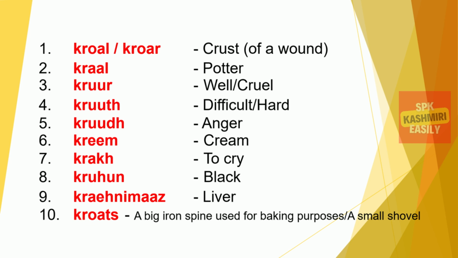Kreehnimaaz, kreehnimaaz, liver. Kroats, kroats, a big iron spine used for baking purposes. A small shovel is also sometimes called as kroats.